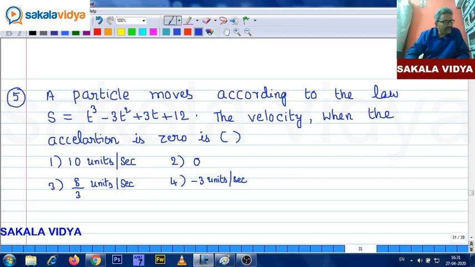So, I cannot decide the evening session timings because that depends upon weather conditions. So, you need to check. Okay. Right.